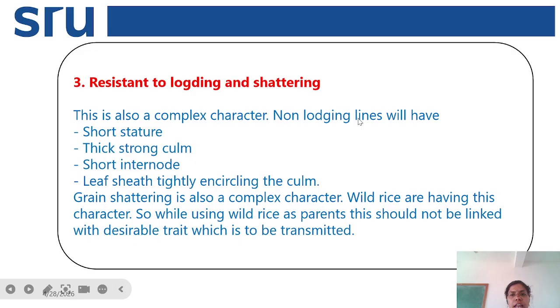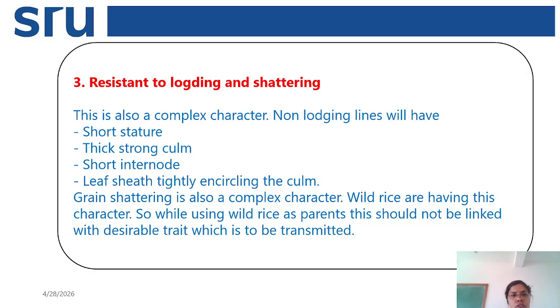Generally, the non-lodging line should have short stature, thick, strong culm and short internode, and the leaf sheath should tightly encircle the culm. So generally, if the plant height is dwarf, then even if heavy winds come, the plant will not lodge. And if the plant is dwarf and the stem thickness is more, and it is having short internodes, then such types of lines are also having more resistance to lodging.